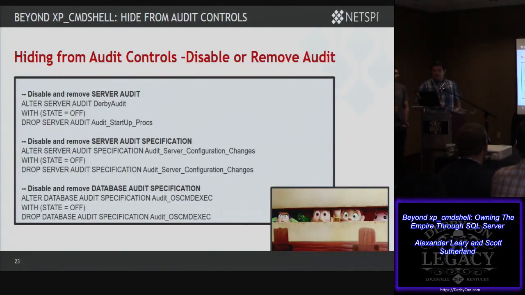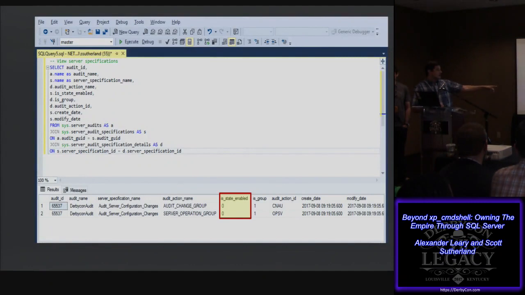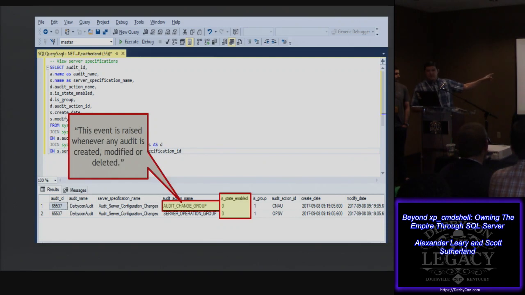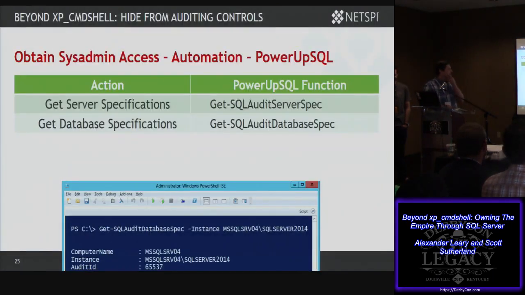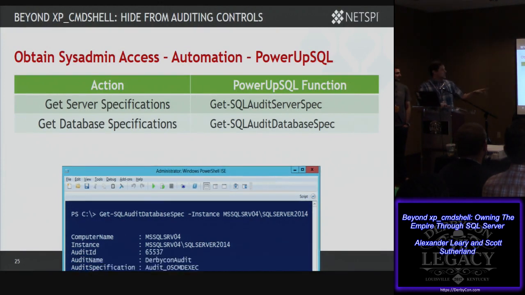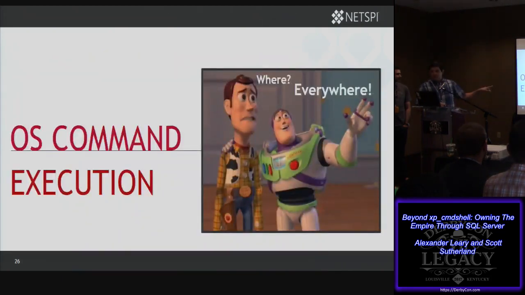For those people who are a little bit more adventurous and do want to disable or remove audit controls, there's some sample code there for you guys. But just note, if you do go in and disable it, if they do have that audit change group, they are going to know that you're changing any of the audit control configurations, because that's essentially what that does. So the blue team's going to be on your ass really quick. So just be aware they'll be watching. There's a couple PowerUpSQL functions there. There'll be a summary slide at the end, but just know you can look at both the database and the server configurations. So here's where we're going to spend most of our time, talking about executing commands through SQL Server.